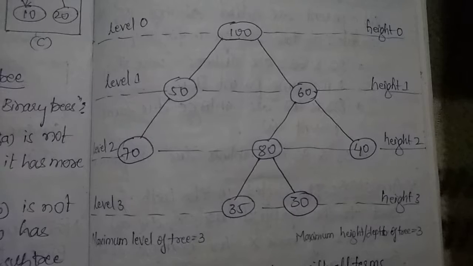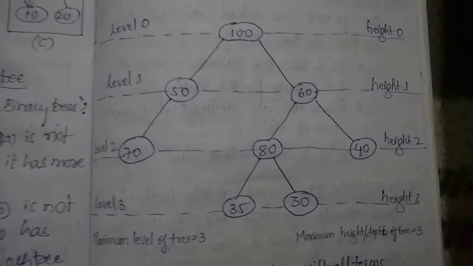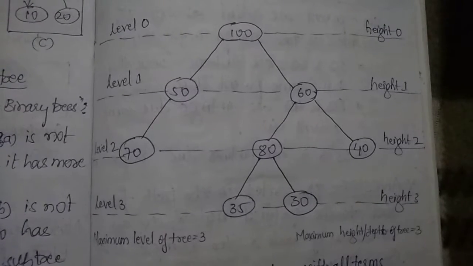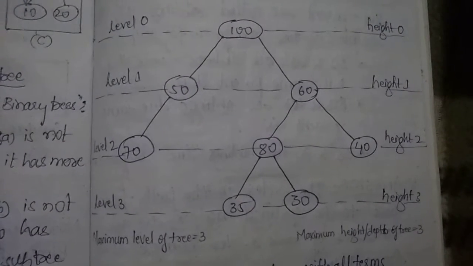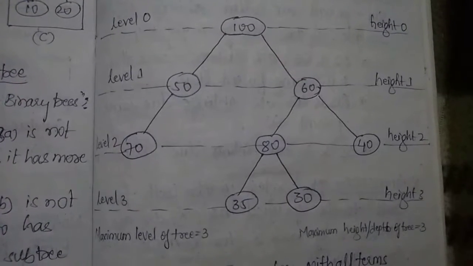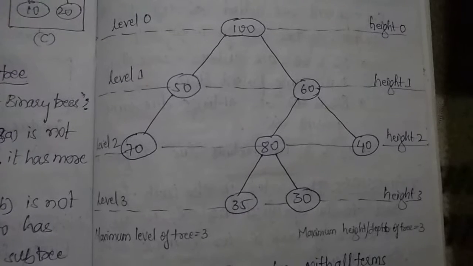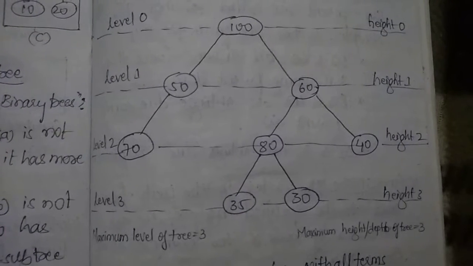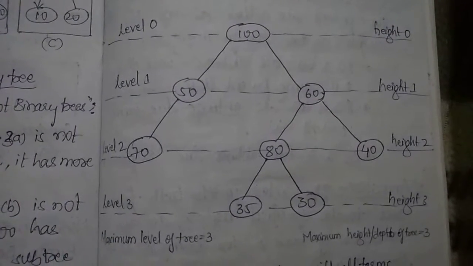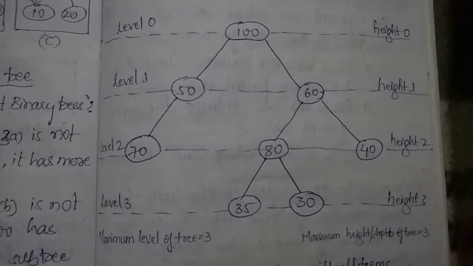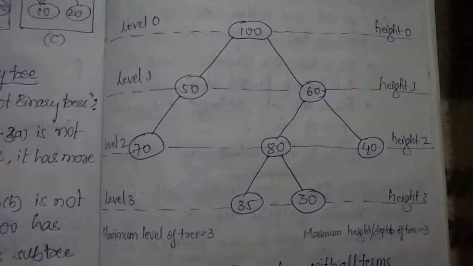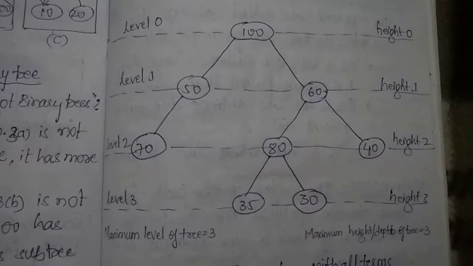Right subtree. All the nodes that are right descendants of the node X form the right subtree of X. Okay. For example, when we see the figure, 60, 80, 35, 30 and 40 form the right subtree of the node 100. In the same way, we can say 30 is the right subtree of the node 80, as well as 40 is the right subtree of the node 60.